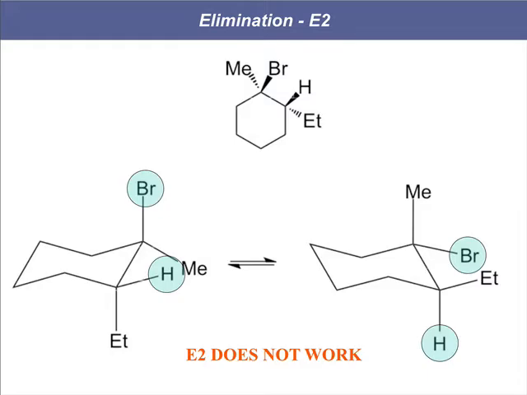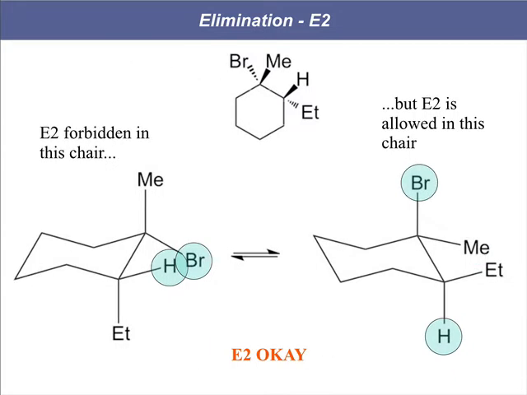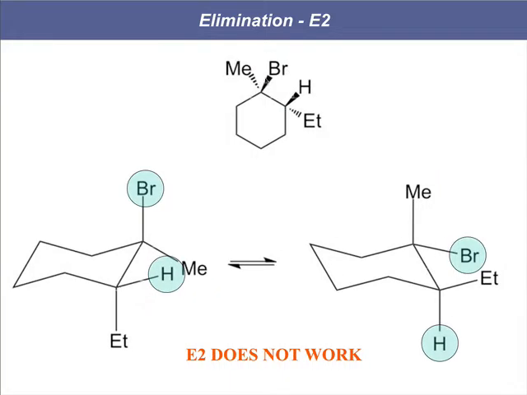Here's a different chair. Now notice what I did. I'm going to go back. Notice the methyl and the bromine. Here the bromine is a wedge and the methyl is a dash. Before it was the opposite. The methyl was a wedge and the bromine was a dash. So if we change the stereochemistry of that one carbon and leave the stereochemistry of the other carbon the same, look what happens.